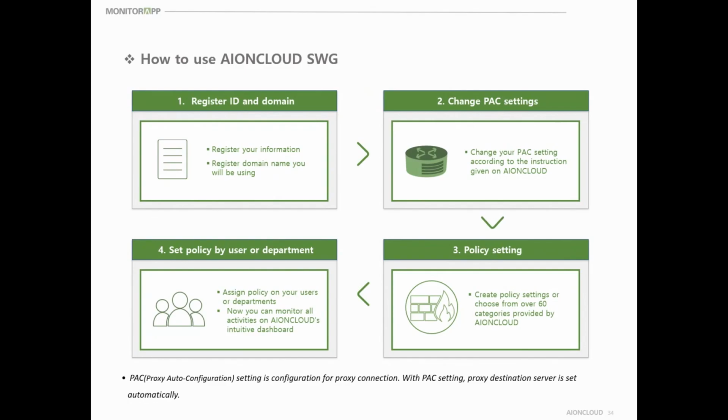The second is change PAC. We call it the PAC settings. Change your PAC setting according to the instruction given on AIONCLOUD. PAC means proxy auto configuration. The PAC setting is the configuration for proxy connection. With PAC setting, the proxy destination server is set automatically.